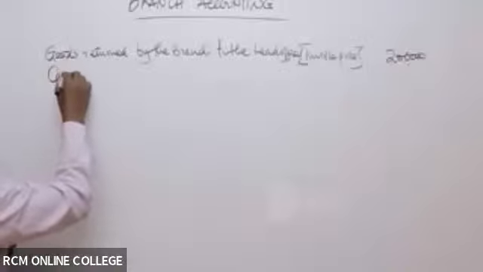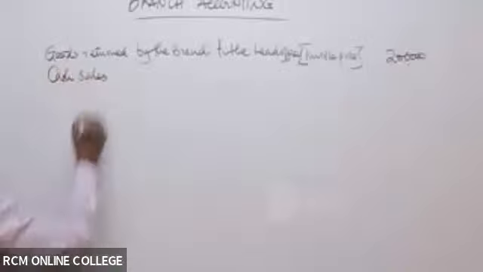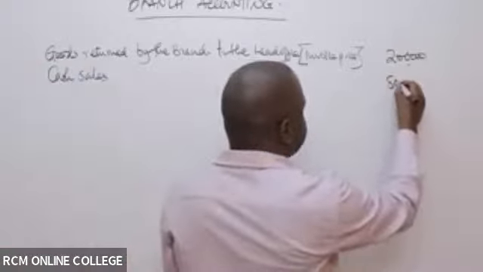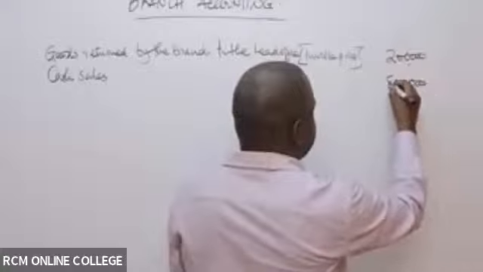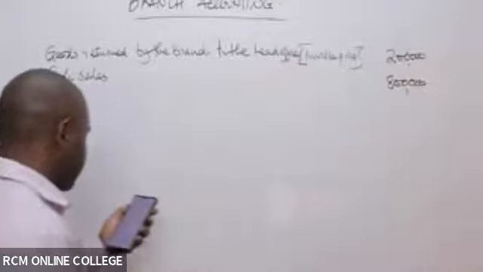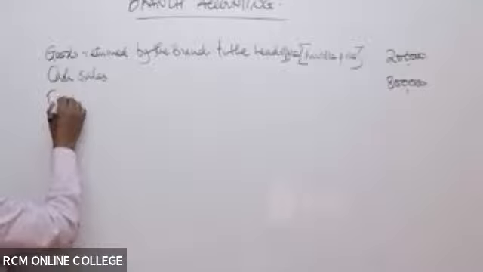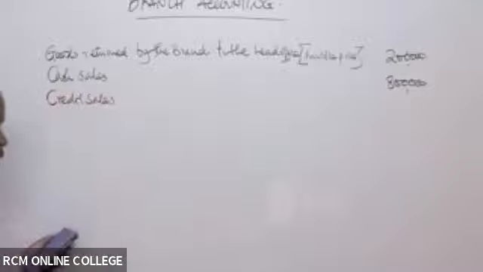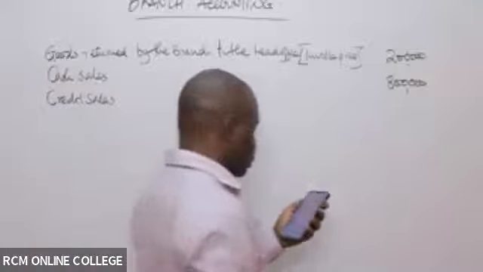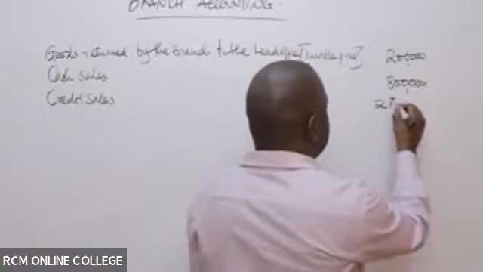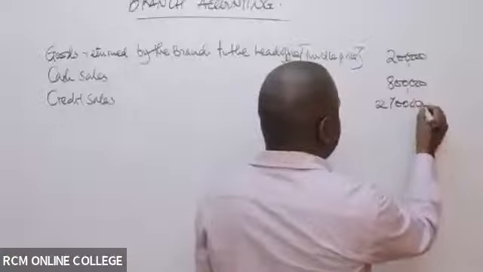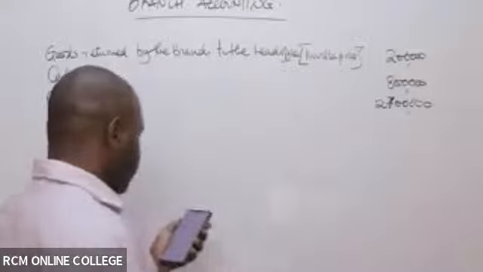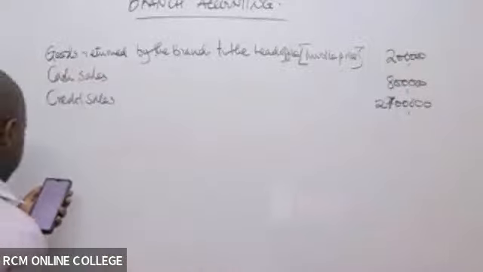So there were cash sales which are actually made by the branch. In this case, it was actually 800,000. So they made some sales there at the branch. They made some also credit sales. There were credit sales which were made, amounting to 2.7 million. So they made credit sales of 2.7 million.